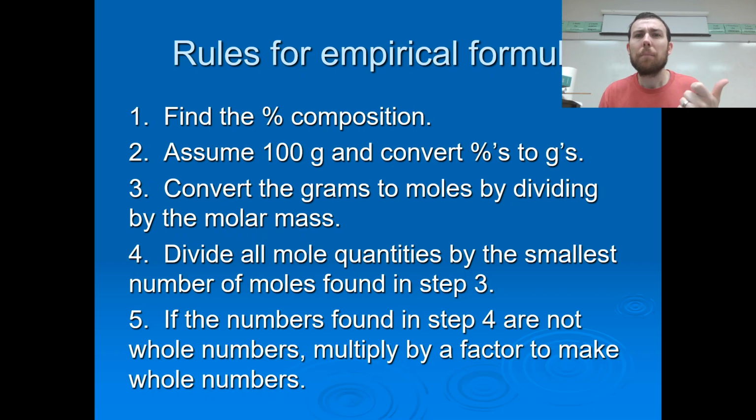If it's 0.25, we multiply by 4. If it's 0.33, we know we multiply by 3. If it's 0.5, we multiply by 2, so that we can make everything a whole number. And it's important in step 5 that you multiply everything by that whole number, not just the thing that's not a whole number. All right. Now let's take a look at an example of what this might look like.